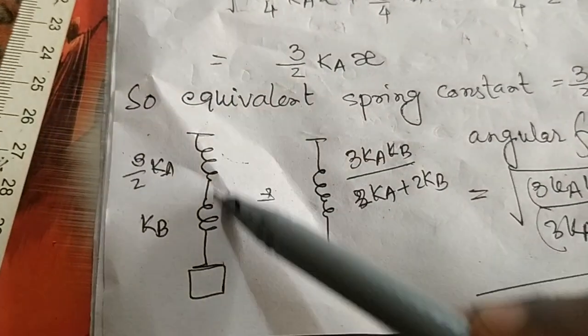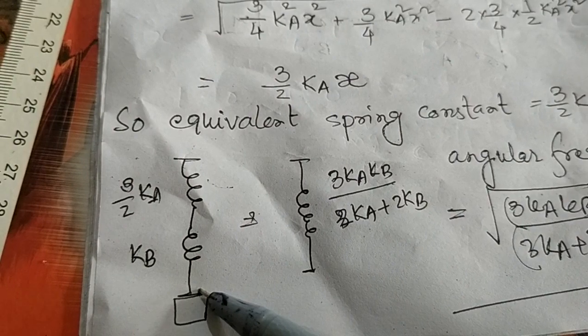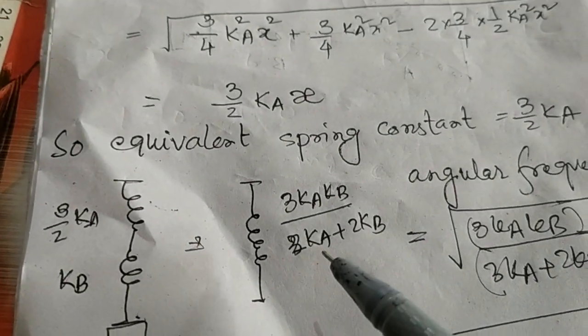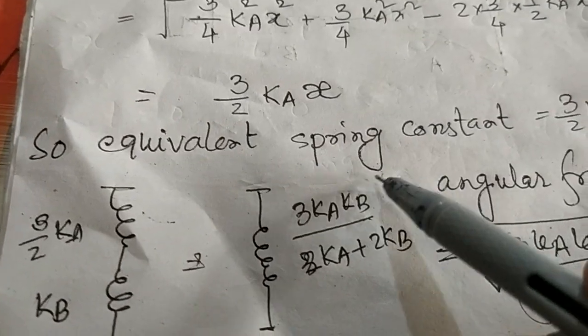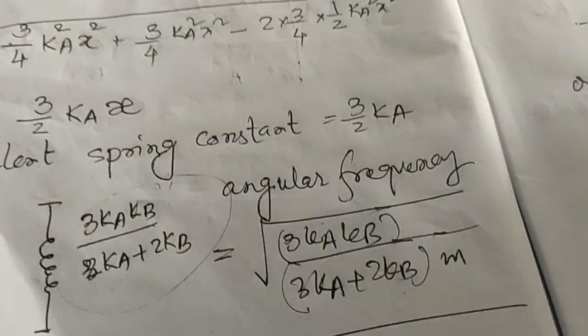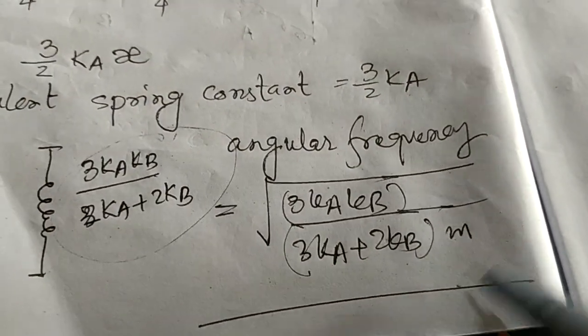Now these two springs are in series. So you find out the equivalent spring constant. That means find out this amount, and the angular frequency is just this. So option A will be the answer.